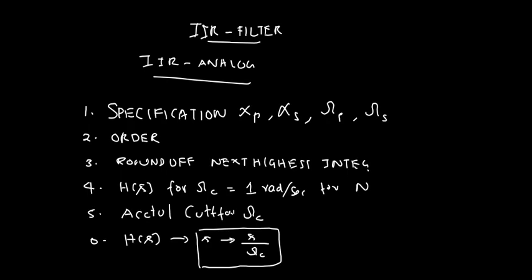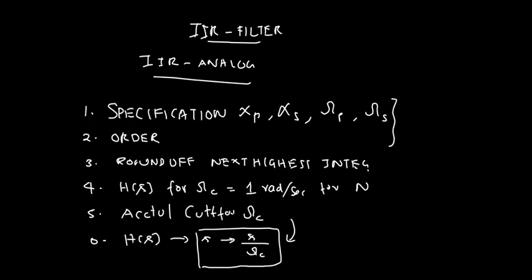The idea is first you design it for a normalized cutoff frequency of 1 radian per second for the given order. Then you convert that into the transfer function as per our required criterion. That is the rule we have to follow. Now we'll see how to design, starting with the first step: the specifications and the order.